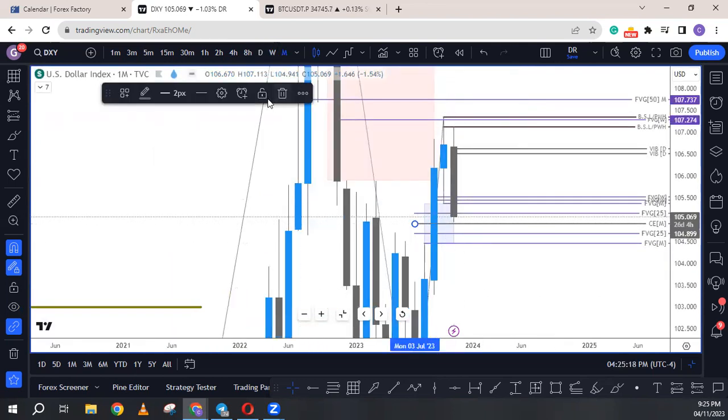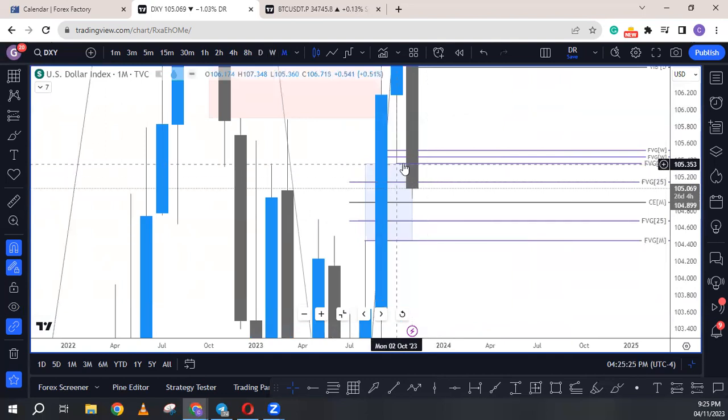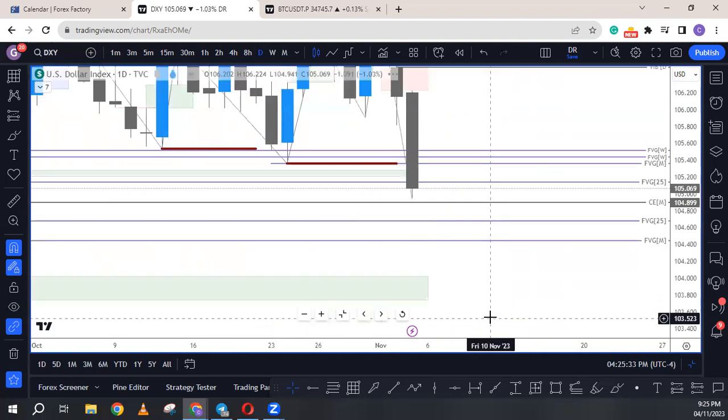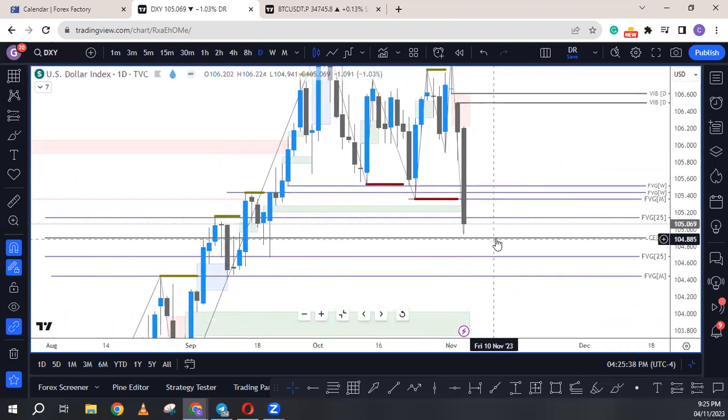Price has gone below the first quadrant of this fair value gap and is now between the 25 and consequent encroachment. So if we go into this new week, I have a feeling that this may drop to this consequent encroachment.